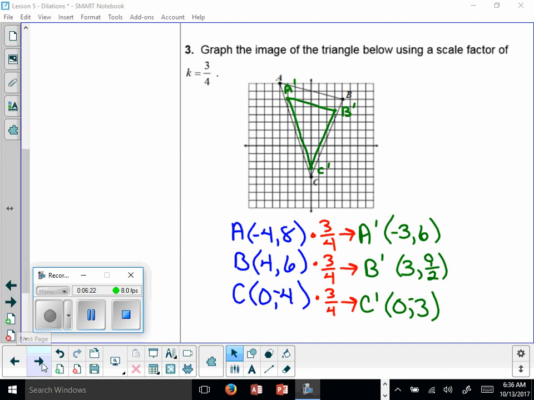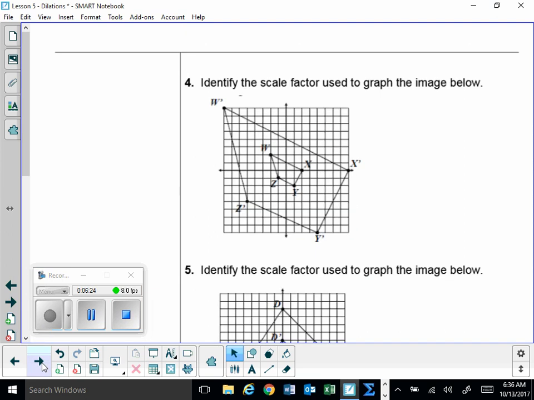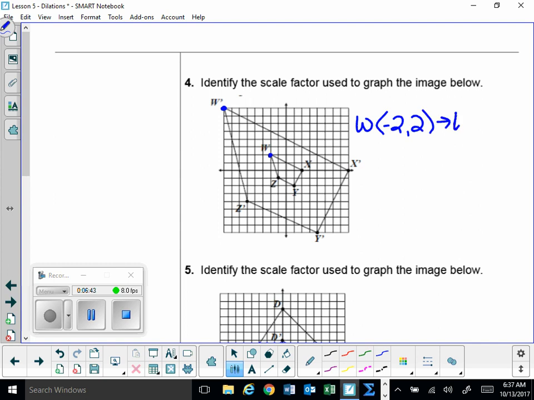Let's take a look at the next page. Identify the scale factor. All right, pick a point. Whatever point makes you happy. I'm going to pick W. Why not? So W is at -2, 2. And W prime is at 1, 2, 3, 4, 5, 6, 7, 8. 1, 2, 3, 4, 5, 6, 7. -8, 8.